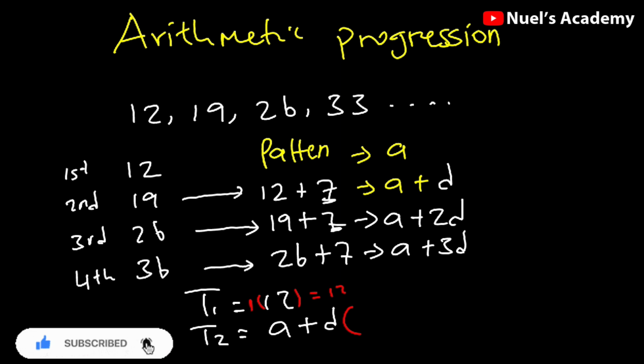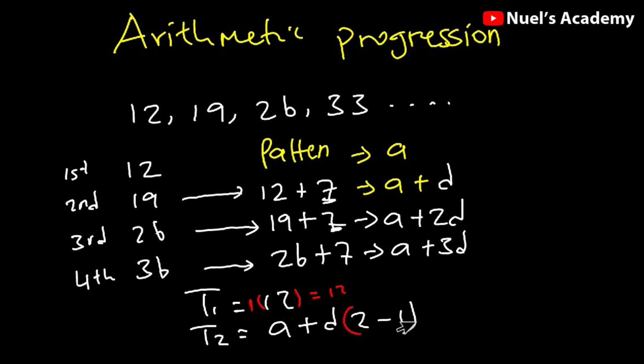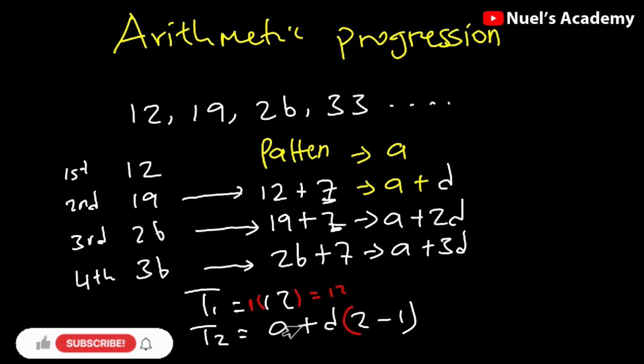We can account for these two by just writing 2 minus 1, because 2 minus 1 is equal to 1. A plus D times 1 is the same thing as A plus D. So the second term of an AP is denoted by this expression, A plus D into 2 minus 1, which is also equal to A plus D. So this is the second term.